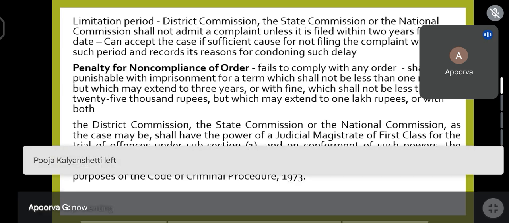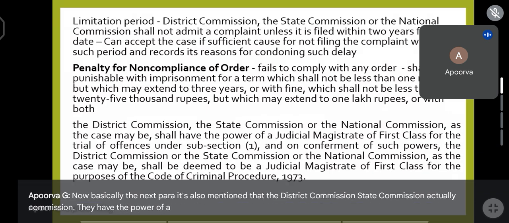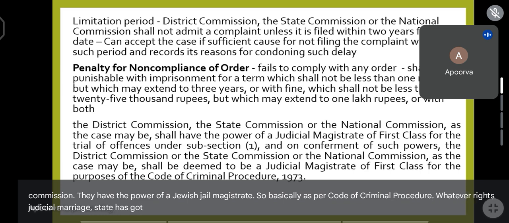Basically, in the next para, it's also mentioned that the district commission, state commission, and national commission have the power of a judicial magistrate. As per the Code of Criminal Procedure, whatever rights a judicial magistrate has, these commissions will also have those rights.